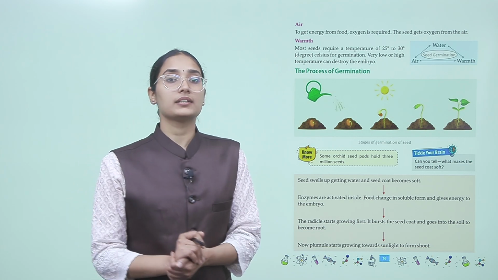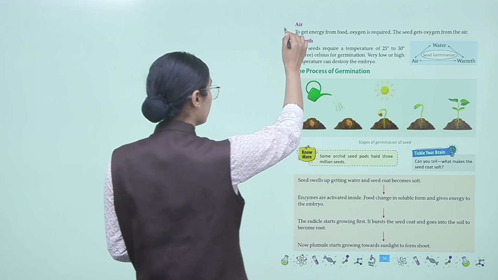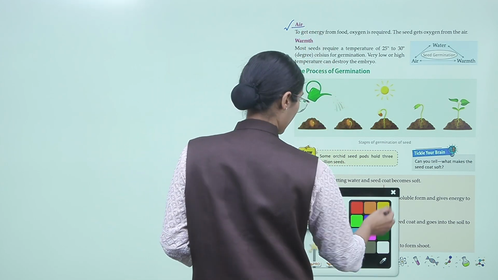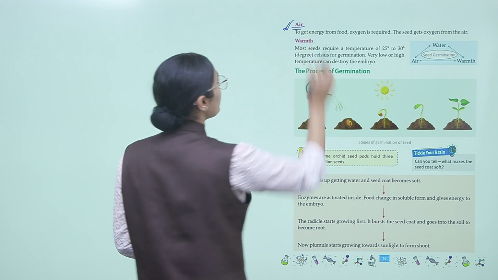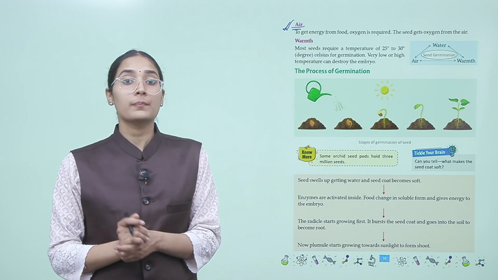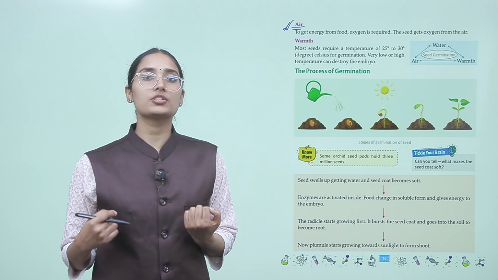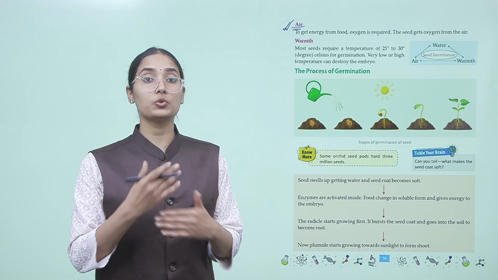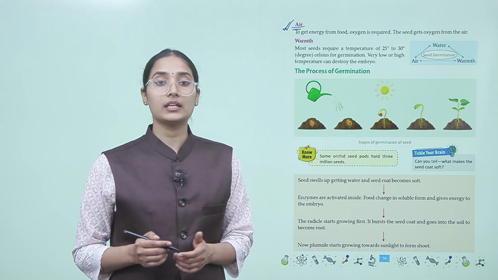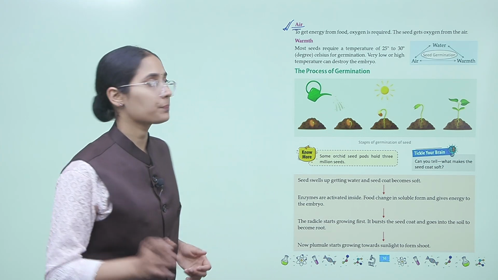Next, the right environment for the seed to grow is the air. Air is the second important thing. To get energy from food, oxygen is required. The seed gets oxygen from the air. We also take in oxygen to make energy inside us. So to get energy from the food, oxygen is required. The seed gets oxygen from the air.